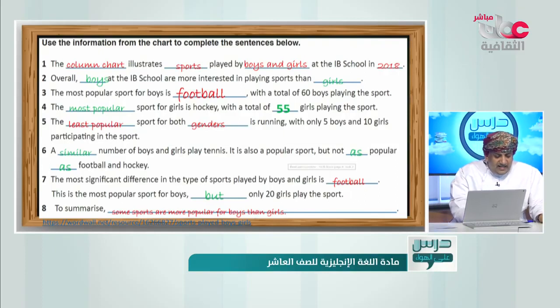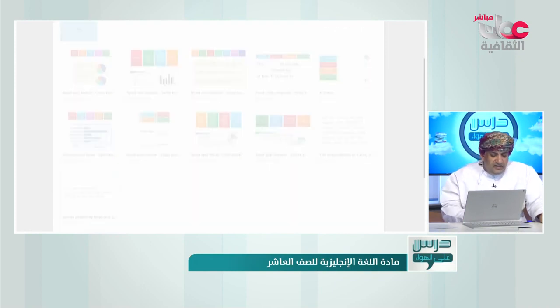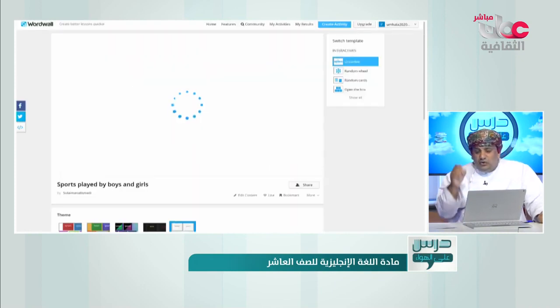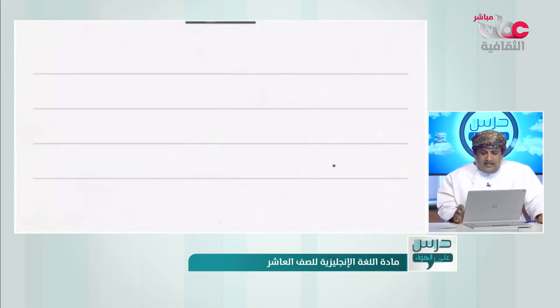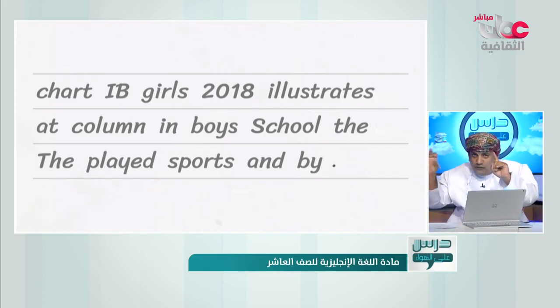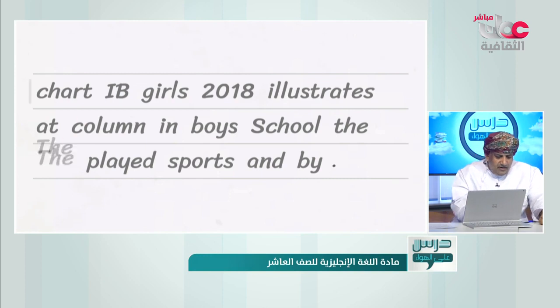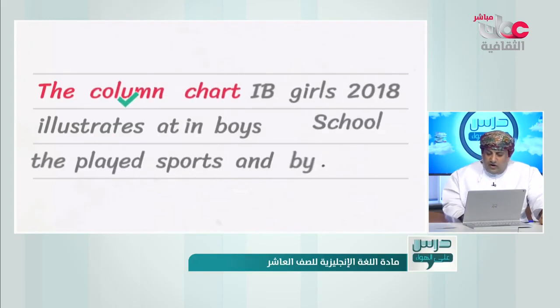So let's try to write this sentence again. But I want you to look deeply at how to write this sentence. So in the first sentence, we said the type of the chart. So we said the column chart. The column chart.